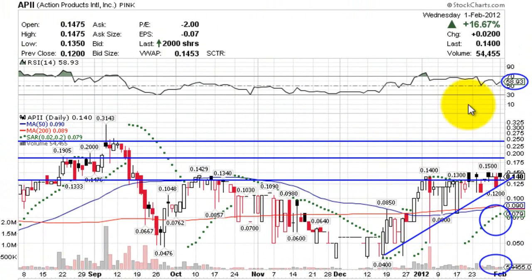And in my opinion, if we put this all together, I think we definitely see a beautiful setup for a nice run here.